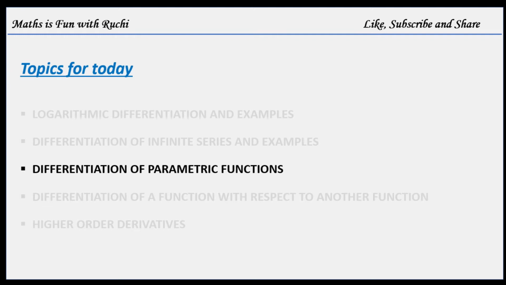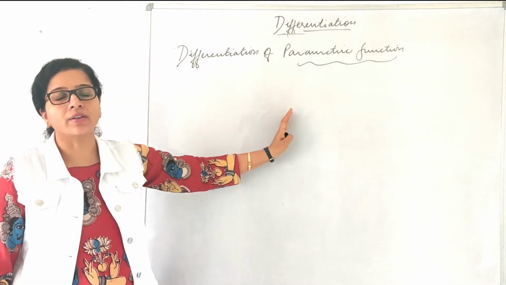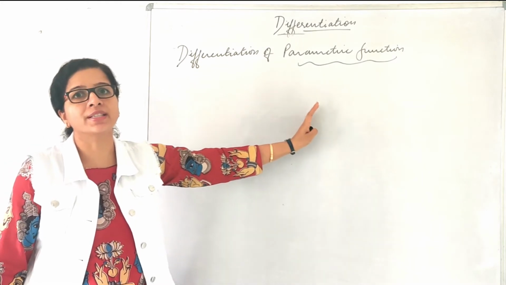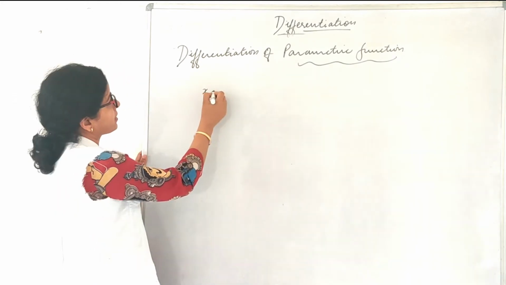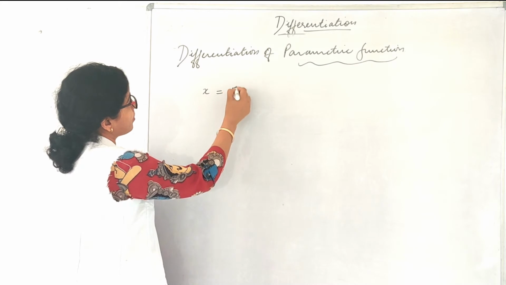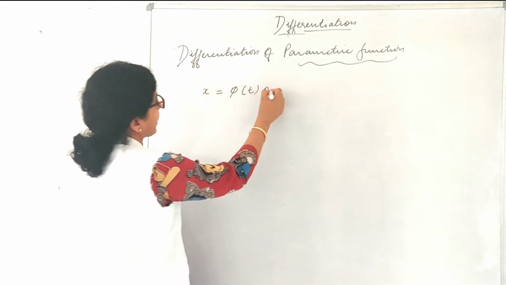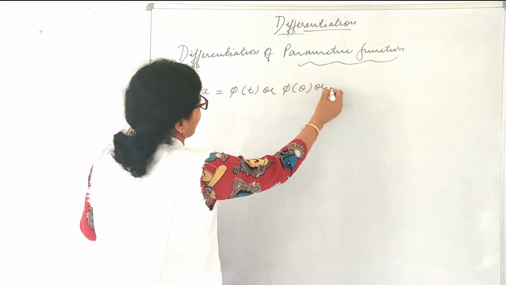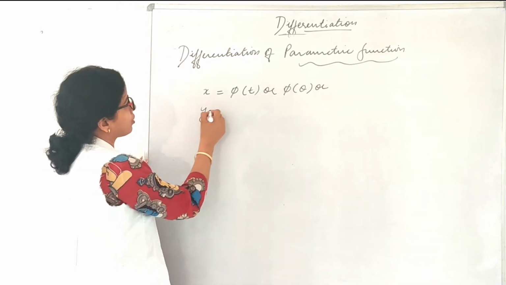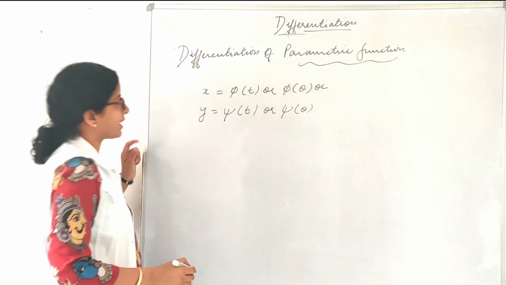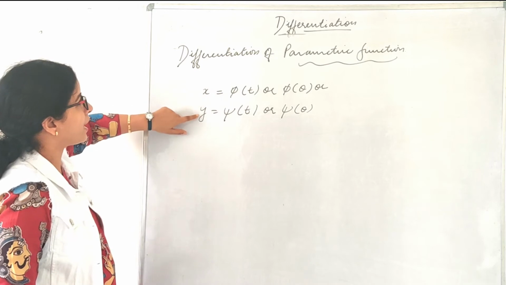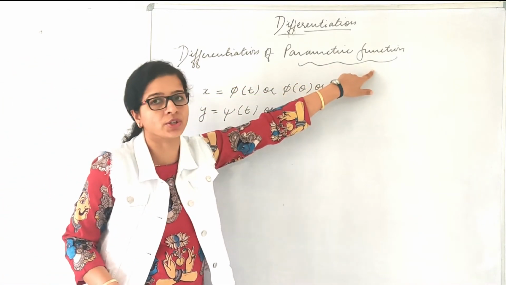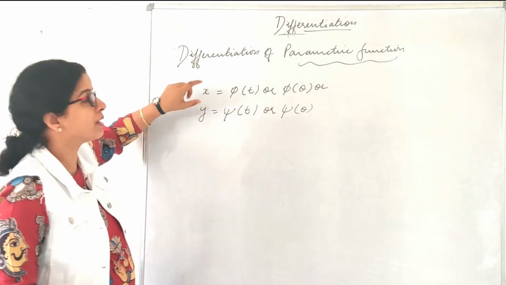Okay, now let us check differentiation of parametric function. So basically, what is the meaning of parametric function? Whenever our x and y are given in terms of another single variable. x is given in terms of some variable, say t, or it can be theta, or some other variable, and y is also given. In that case, x and y are known as parametric functions, or parametric equations.